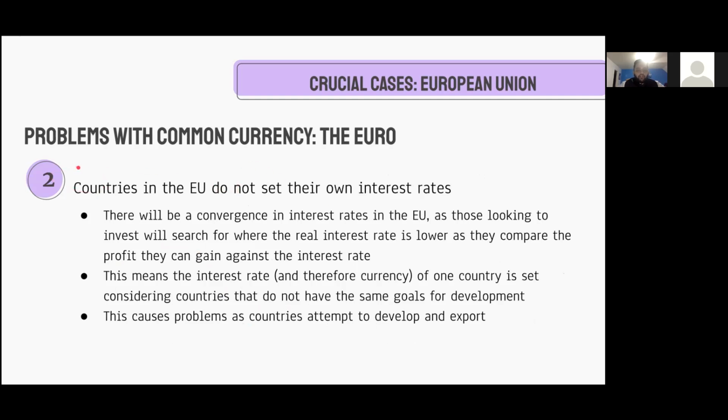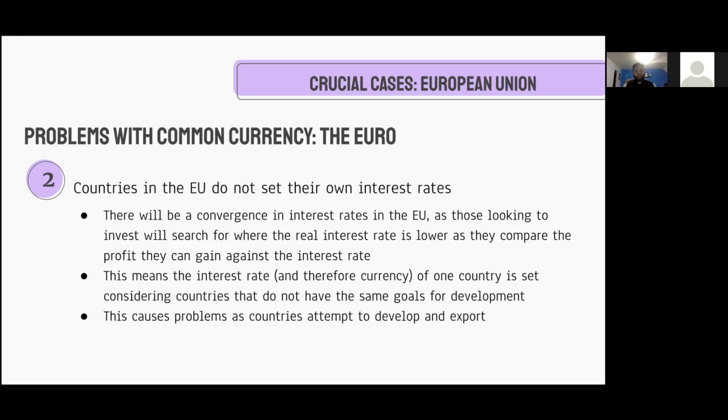Secondly, though, one problem that arises with this common currency is that the individual countries in the European Union don't set their own interest rates. The interest rates in the European Union are converged around a very specific interest rate. What this means is that if there's a central authority establishing this interest rate, the different countries cannot adjust the value of their currency based off of specific situations that might arise. If in one country there's a very specific crisis that requires them to lower the value of the currency, they cannot do that because it's still decided by a central authority.